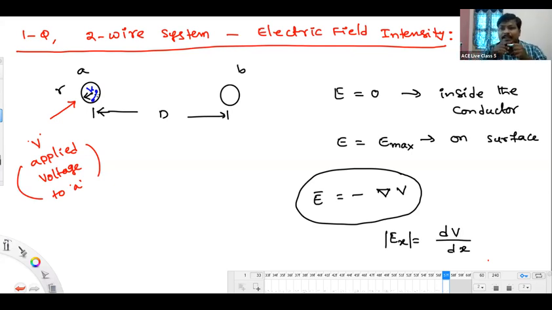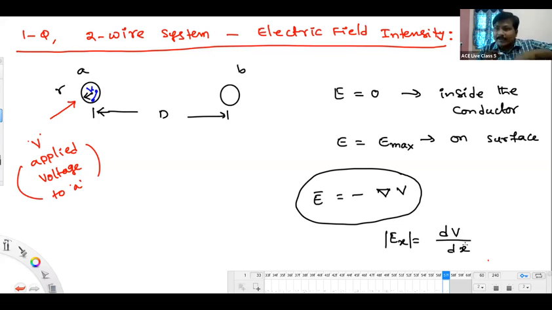What is the change in the voltage you get? Zero. That's what the field intensity is, right? Field intensity is nothing but change in the voltage with respect to distance, change in the voltage with respect to movement.